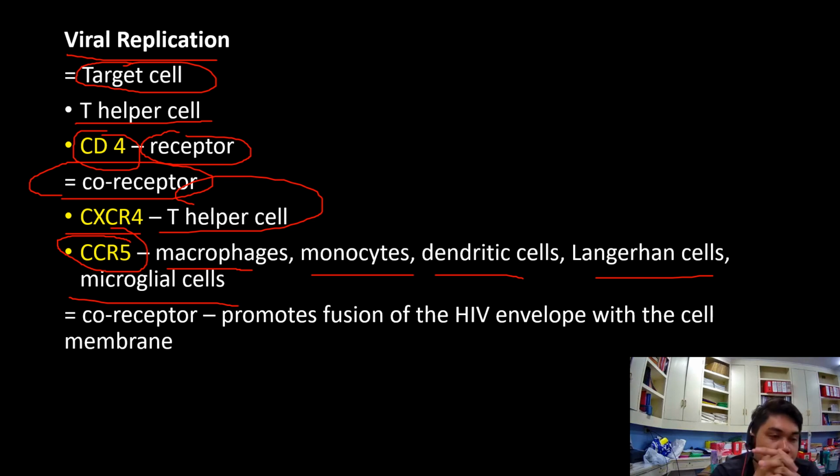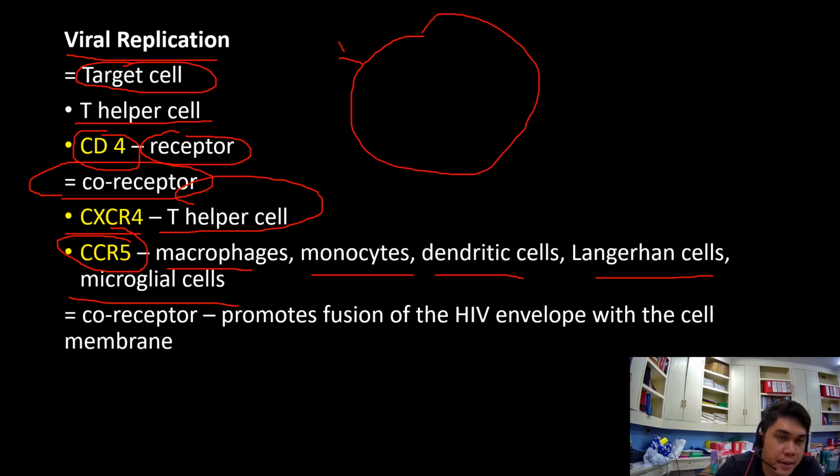Okay, so the function of your co-receptor is to promote fusion of the HIV envelope with the cell membrane. If this is the cell, you have the target, the receptor. For example, this is the T helper cell, so it has CD4. This is CD4, the receptor, and the co-receptor.